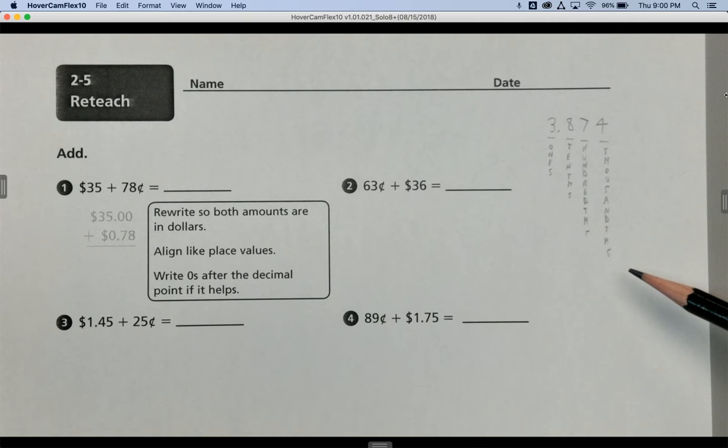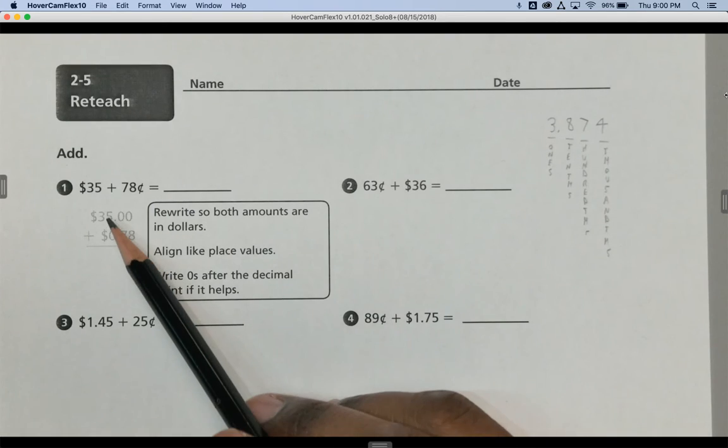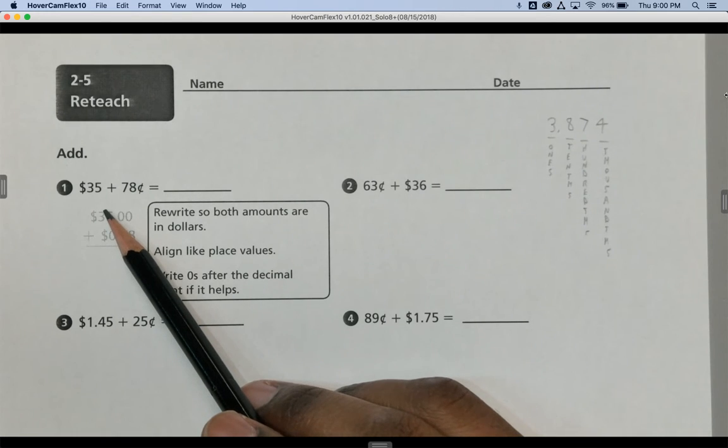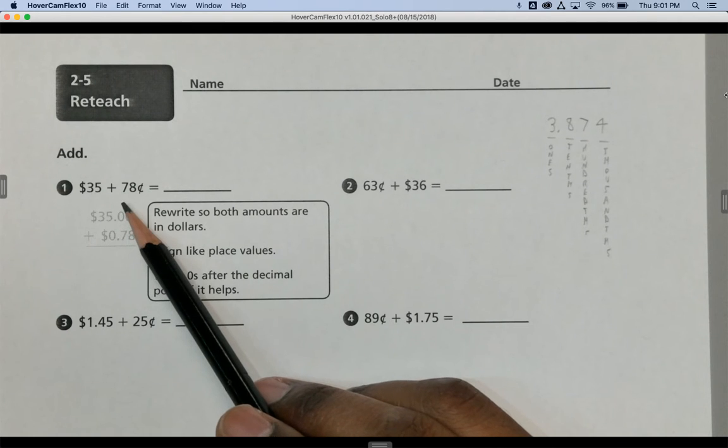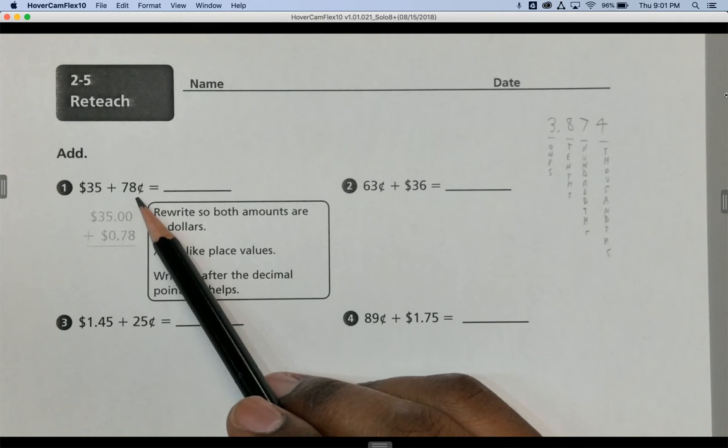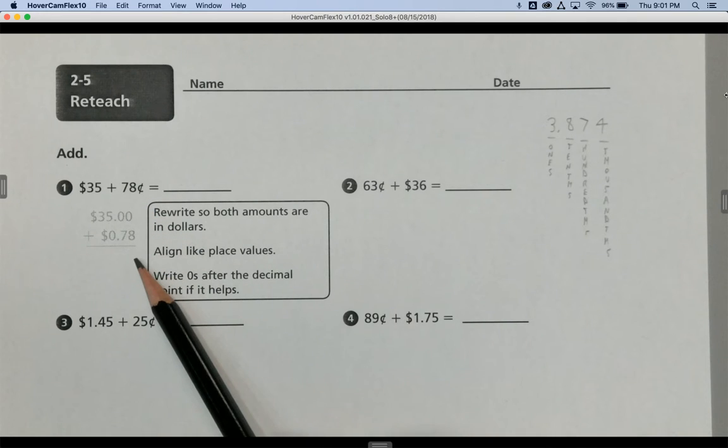That's enough talking from your teacher. Let's get started. So in this practice problem number 1, we have $35, which is like 35. It's a whole number, right? It doesn't have a decimal component. Plus 78 cents. 78 cents, of course, is less than a whole. So notice how that has been rewritten down here.